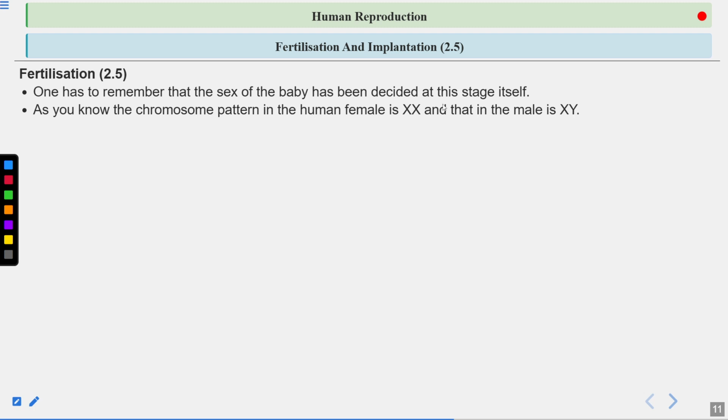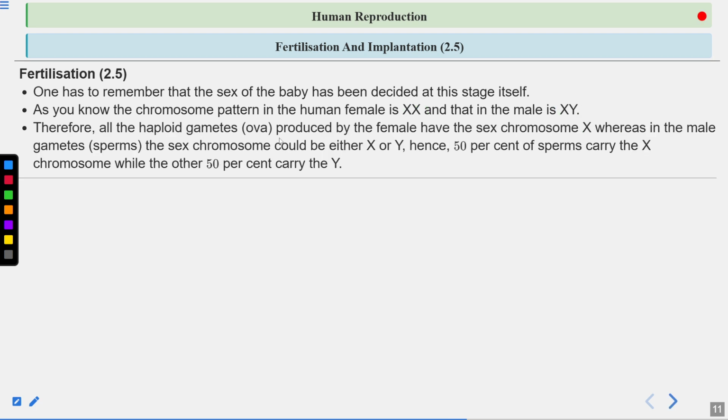As you know, the chromosome pattern in human female is XX and that of the male is XY. So females have a pair of X chromosomes and males have an X and a Y chromosome. So zygote is diploid, so zygote can be either XX or XY. Therefore, all the haploid gametes, which are ova, produced by the female have the sex chromosome X, whereas in the male gametes, sperm, the sex chromosome could be either X or Y. Hence, 50% of the sperms carry the X chromosome, while the other 50% carry the Y chromosome.